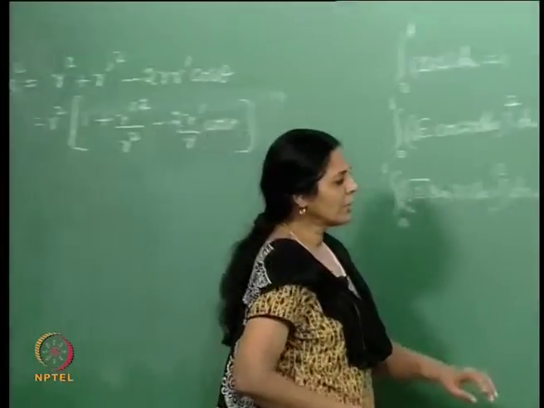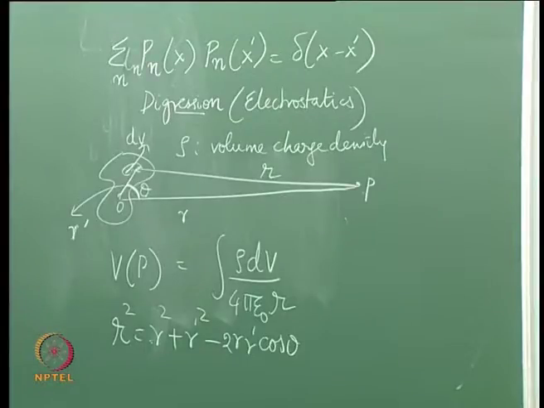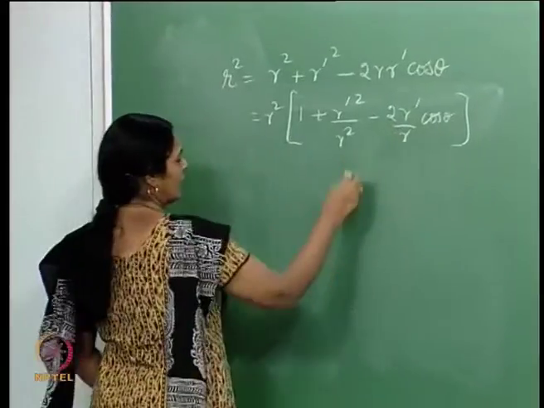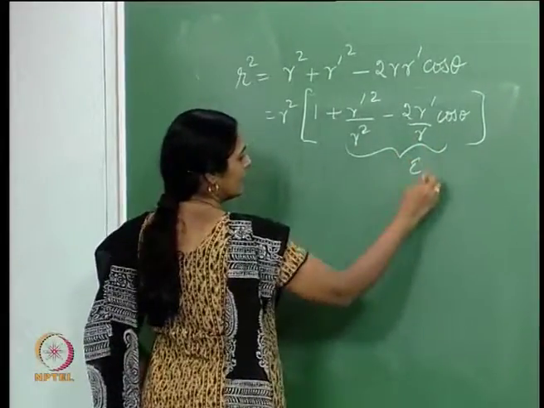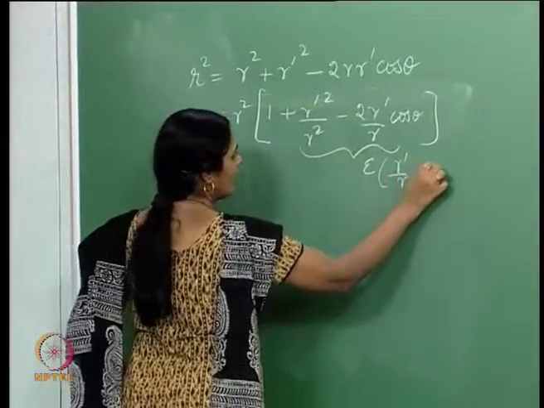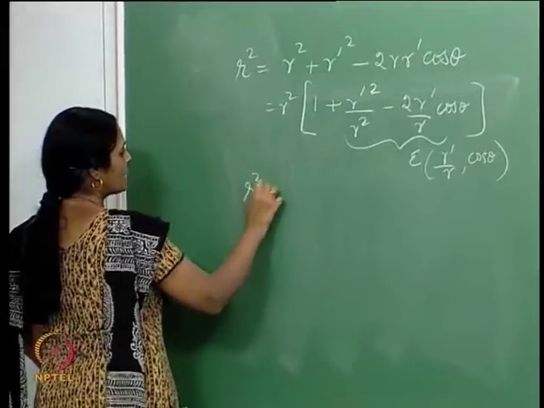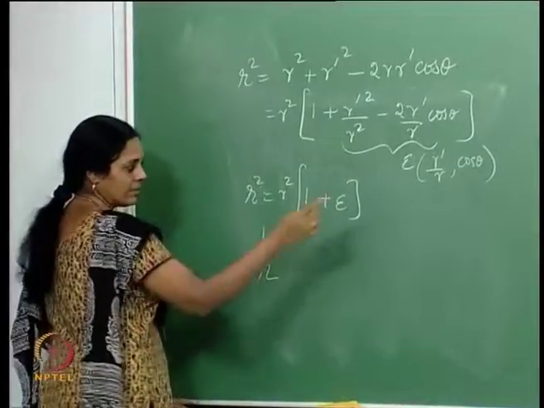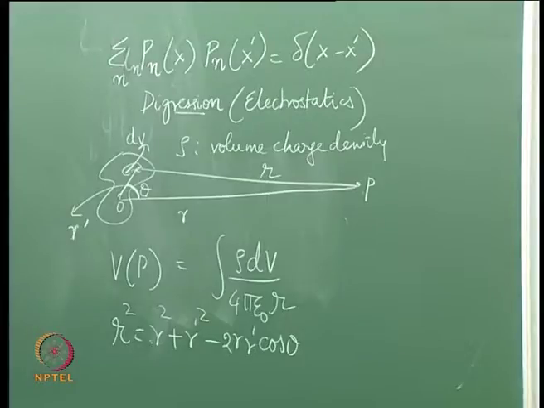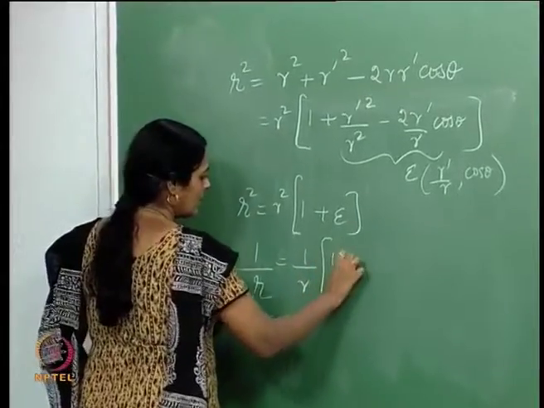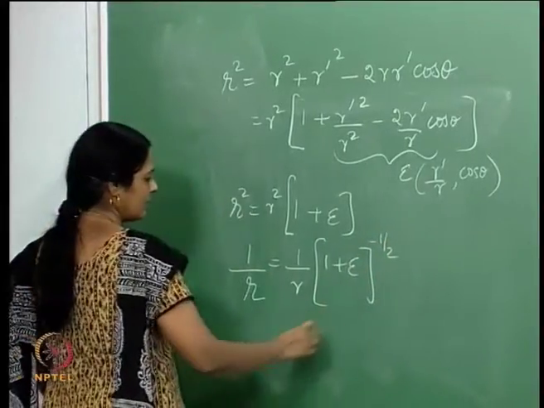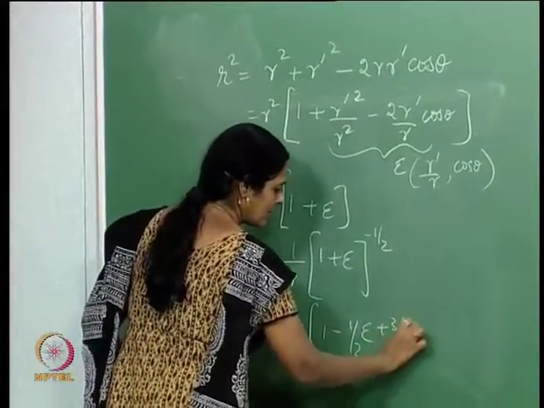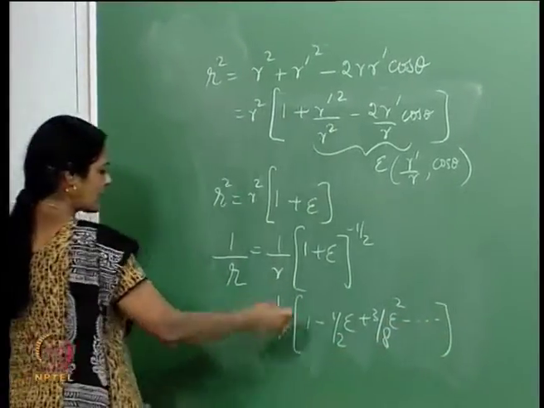It is very clear that r prime is a very small distance compared to r, because P is pretty far away from the charge distribution, and therefore the expansion is done in powers of r prime by r. I could call this epsilon. Now this epsilon is a function of r prime by r and cos theta. So I have r squared is little r squared times 1 plus epsilon, and therefore I need 1 by r, that is what figures in the potential V of P. So 1 by r is 1 by little r times 1 plus epsilon to the minus half, and then this expansion is in powers of epsilon, alternating positive and negative, and this is what I have.